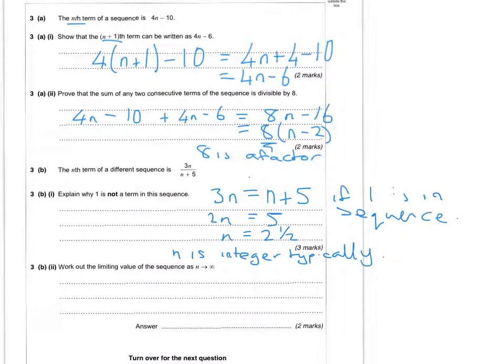Work out the limiting value as n tends towards infinity. Okay, as n tends towards infinity, 3n over n plus 5. So our sequence tends towards 3n over n, which is just 3.